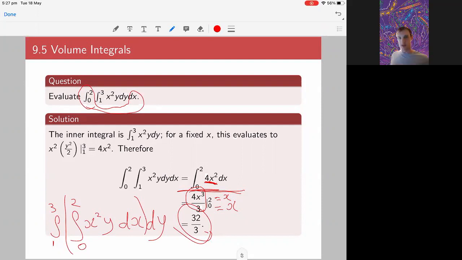Okay, are there any questions for this particular example? I'll just have another brief pause.